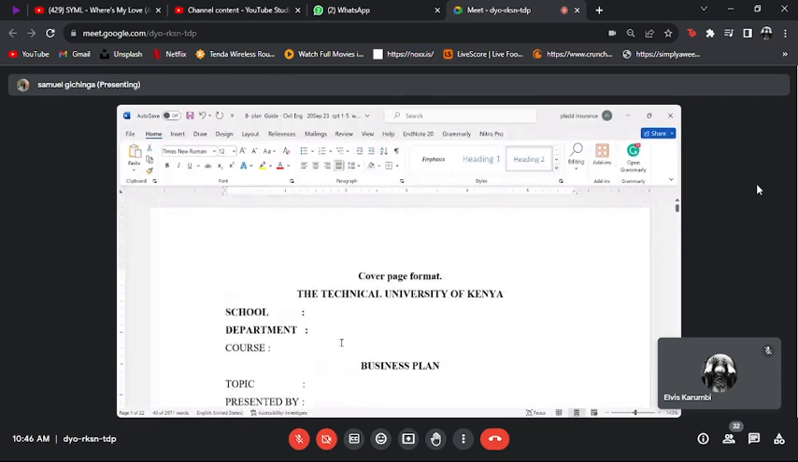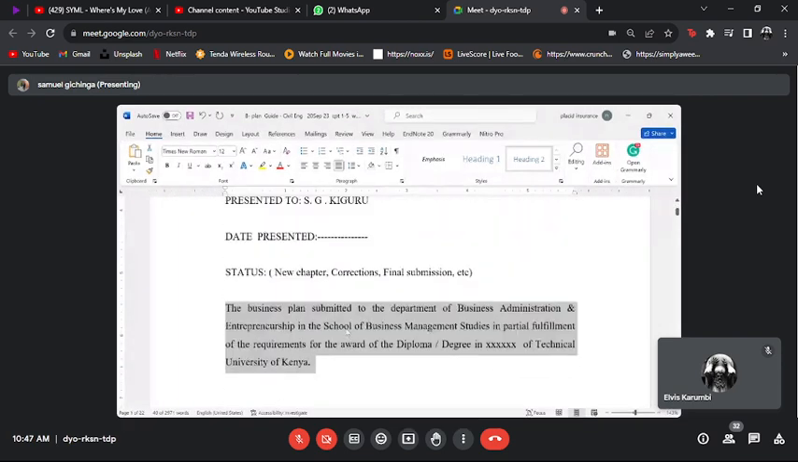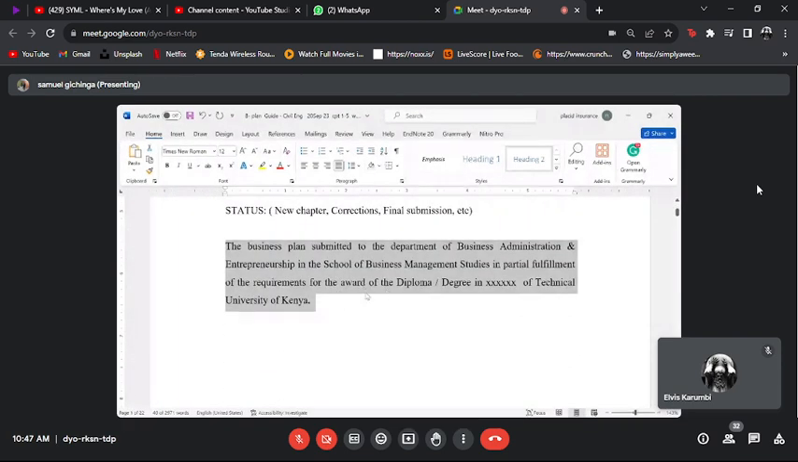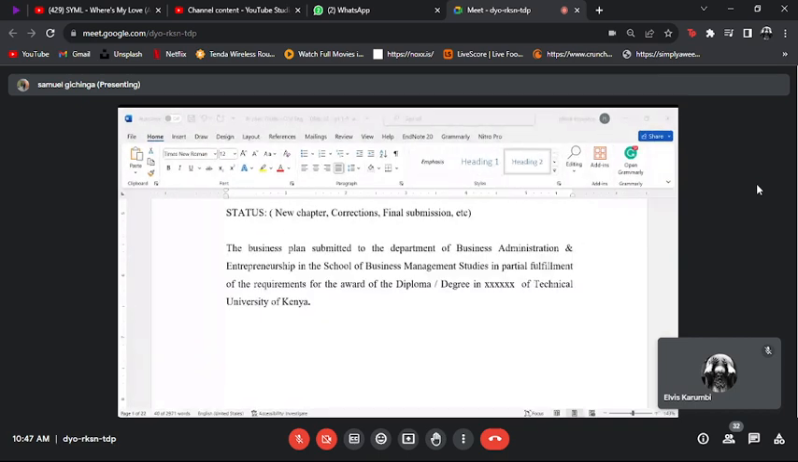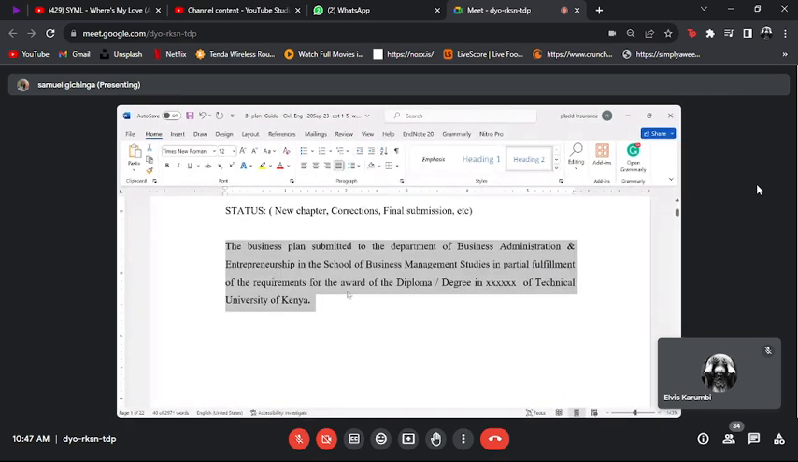Rubric, what you call a cover page, I expect you to have this emphasis. A business plan submitted to the department, of course, my department where I come from, because there's one learning in this one now, the business administration. So I expect you to write business administration, entrepreneurship, in the School of Business Management Studies, in partial fulfillment for the degree that you are taking here of the Technical University of Kenya. You need to write that.